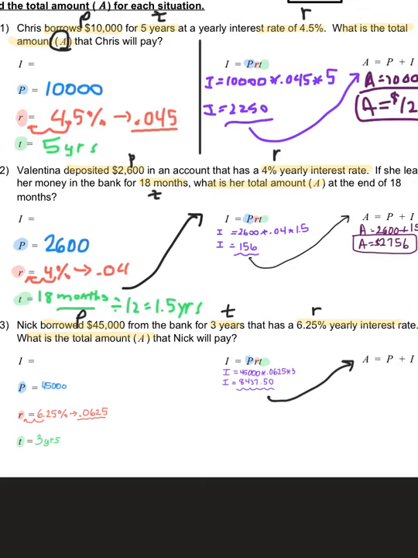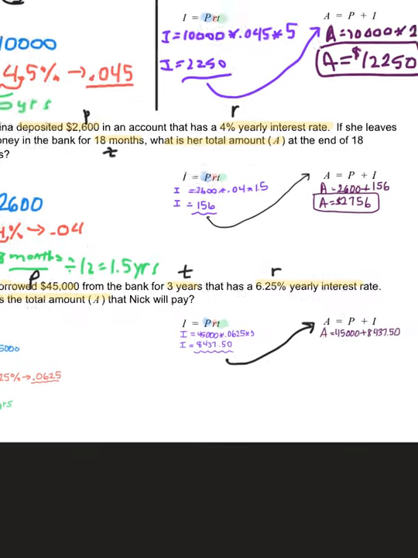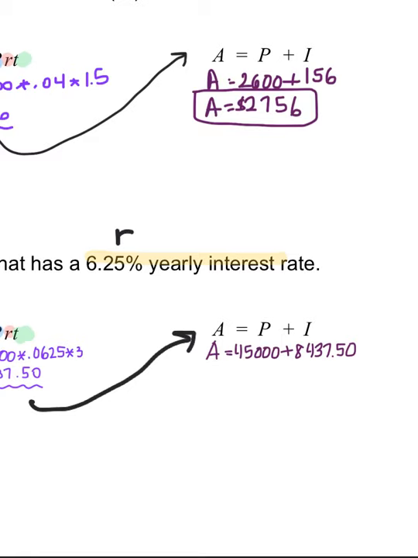I will substitute my principal of $45,000 and my interest amount. Now when I add that up, that's going to come out to be A equals $53,437.50. So Nick is not just going to pay back the $45,000 that he borrowed. He's going to have to pay back the extra $8,437.50, making a total of $53,437.50 that Nick will need to pay back after the 3 years.